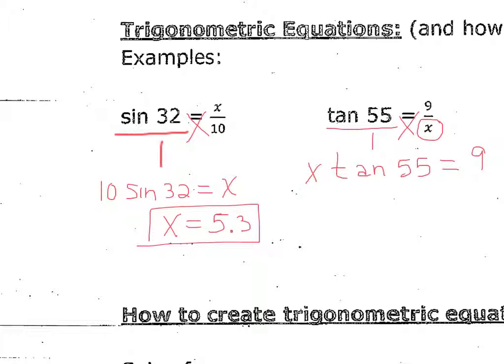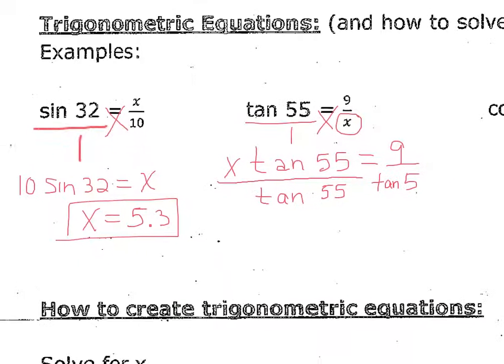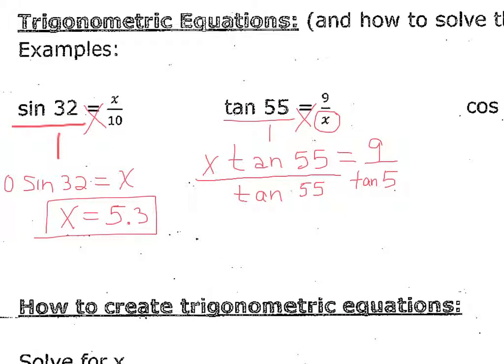I want the x by itself, so what do I do? It's being multiplied by tangent of 55, right? So what's the opposite of multiplying by tangent? So you divide. So you divide by tangent of 55, both sides. Because it's being multiplied by tangent of 55, I'm dividing by tangent of 55. Then that crosses out. And then just put that into the calculator. Go ahead and put 9 divided by tangent 55. So 6.3. That is right.